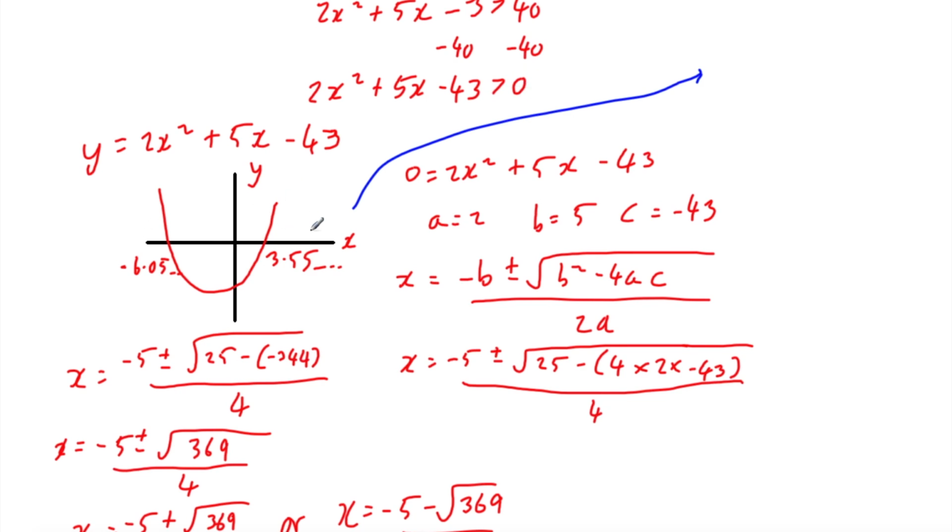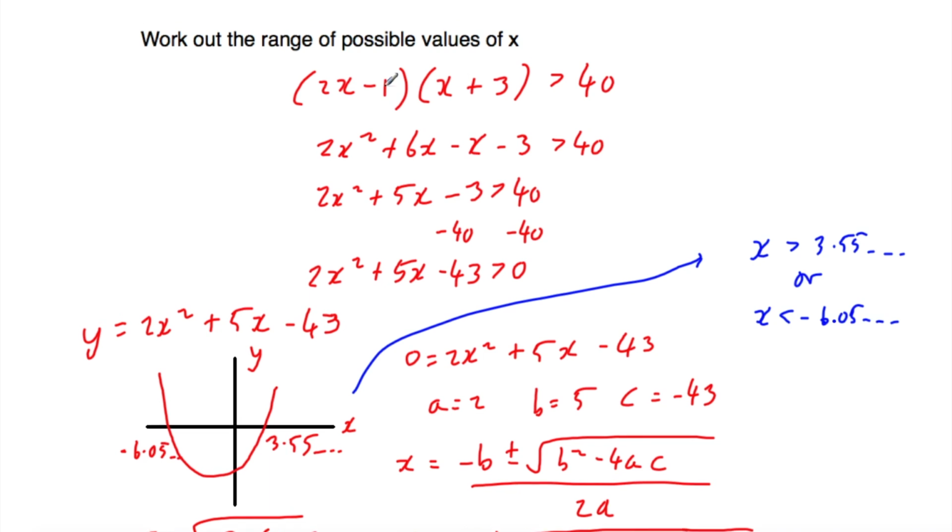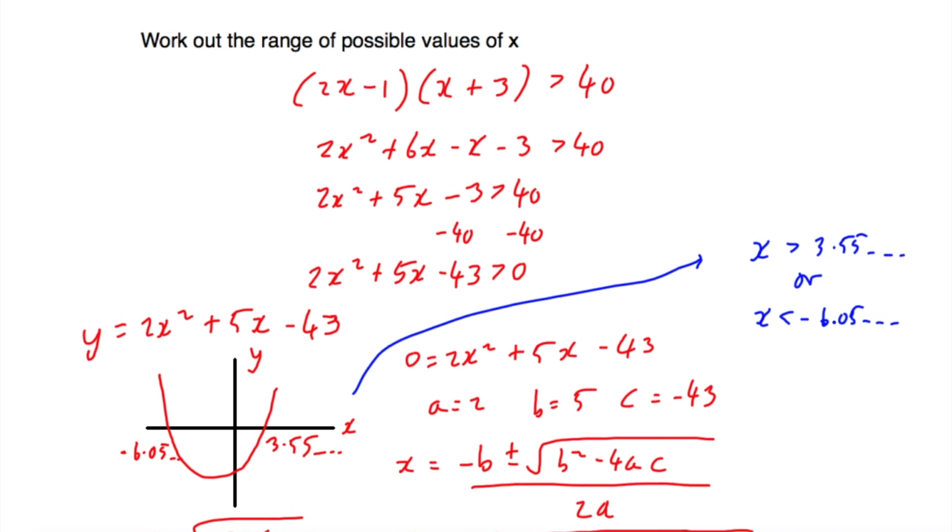So the values of x that whenever we substitute them into the quadratic, we get a positive. So where the quadratic is above the x-axis. So that means that for the right-hand side, x is going to be bigger than 3.55 and so on, or the left-hand side of the quadratic where x is less than negative 6.05 and so on.